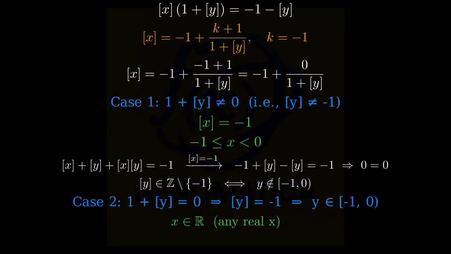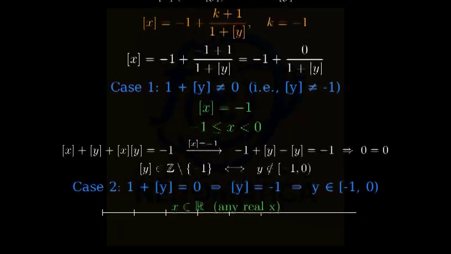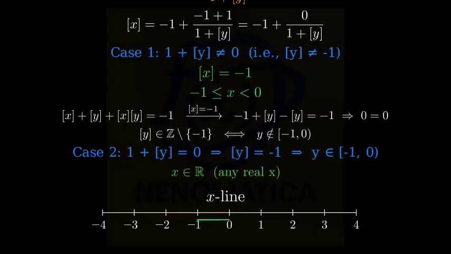Step 4. Case 2. If 1 plus the floor of y equals 0, then the floor of y equals -1. Plugging that into the original equation gives floor of x - 1 - floor of x = -1, which is always true. So, in case 2, y must be in the interval -1 to 0, and x can be any real number.